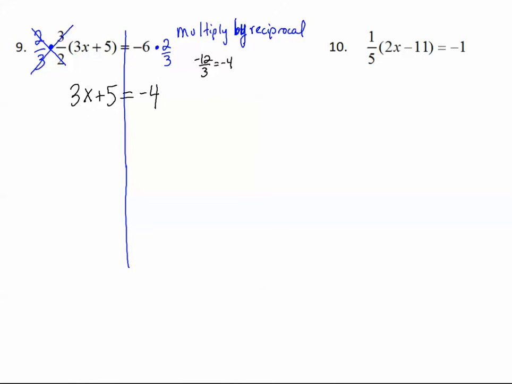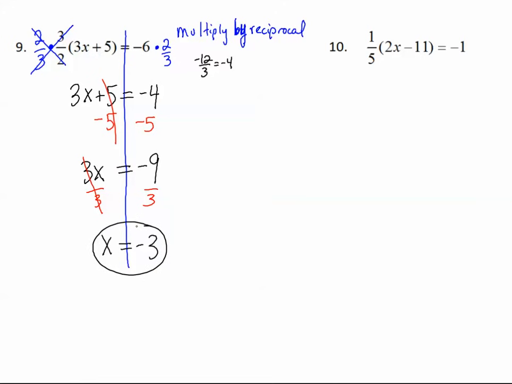Now I can concentrate on moving stuff away from the variable. Subtract 5 from both sides. 3x equals, adding those up, negative 9, dividing by 3, x equals negative 3. Again, we can check our answer by plugging it back into the original equation. Let's go ahead and do a check.